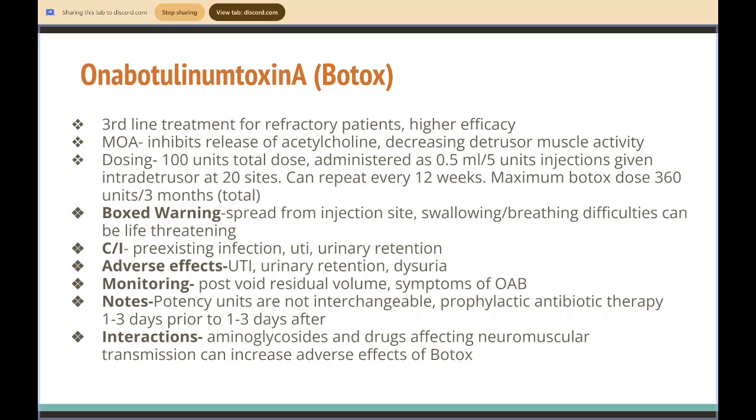If it's administered as 0.5 ml for 5 units, how many ml is 360 units going to be? Once again, 360 units of Botox administered as 0.5 ml for 5 units. How many ml will that be?